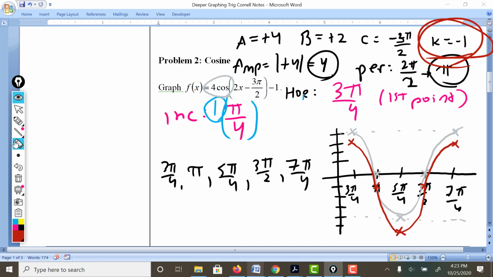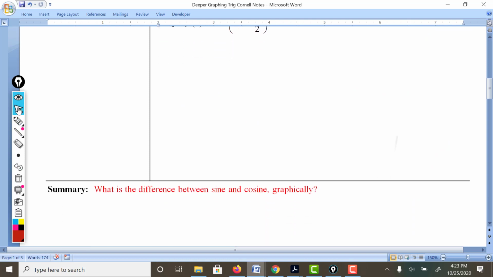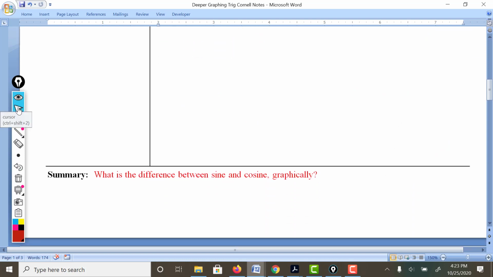I'm going to erase the gray one. And that is the official graph. So the asymptote, technically, if you're interested in that, is at 3 now and at negative 5 now. To summarize, what is the difference between sine and cosine graphically?